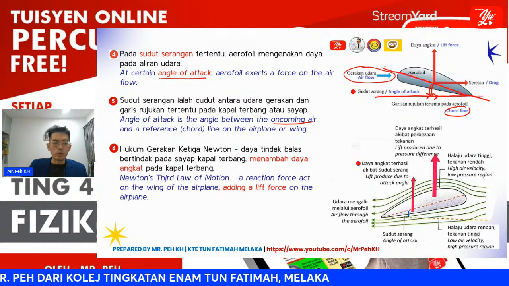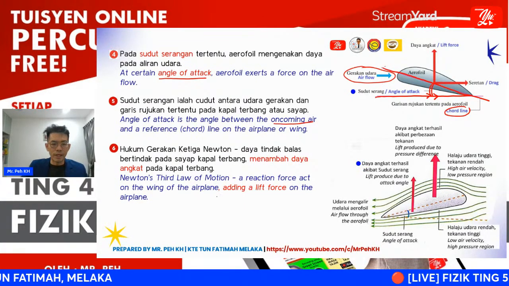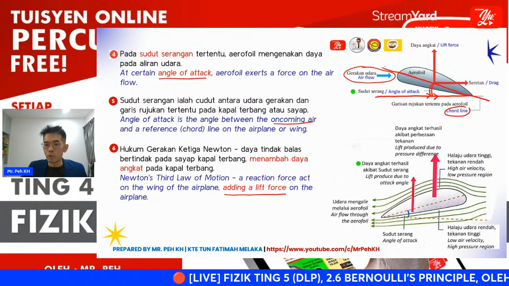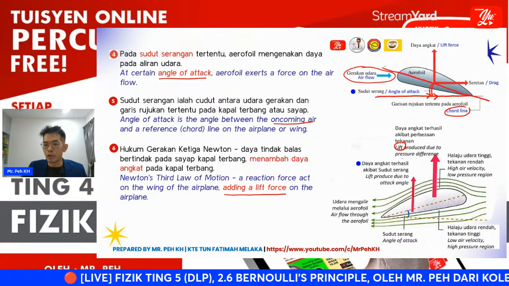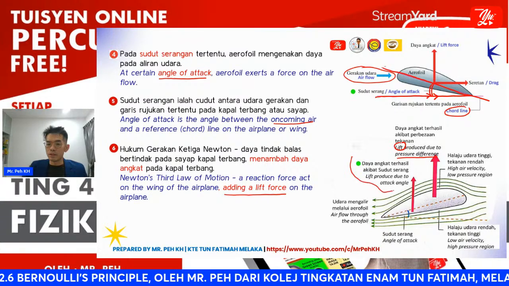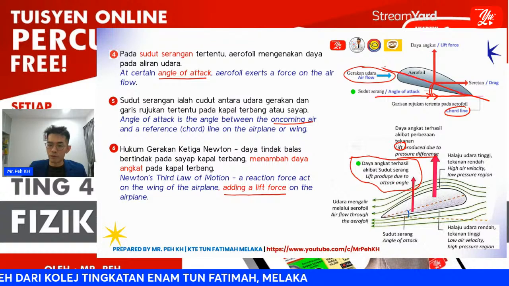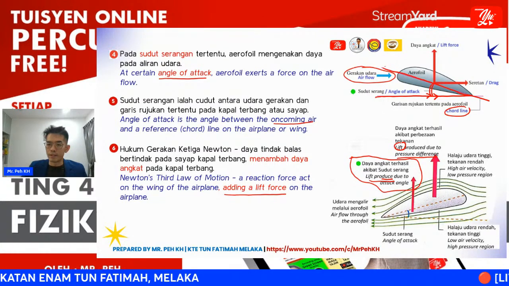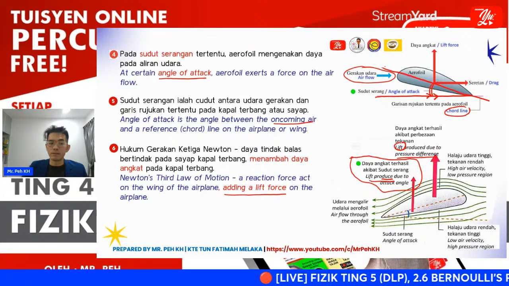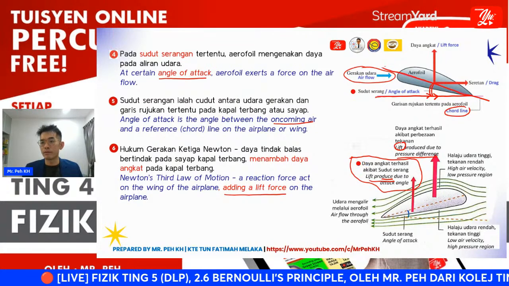Okay, so according to Newton's third law of motion, a reaction force acts on the wing of the plane. So this will be adding on the airplane. So here we have two lift forces. The first one is lift produced because of the pressure difference. This one we discussed already just now. Here the angle of attack will produce another additional lift force, which we show by this smaller arrow. This can be explained by Newton's third law of motion. So this will be the extra lift force for the aeroplane to lift up.